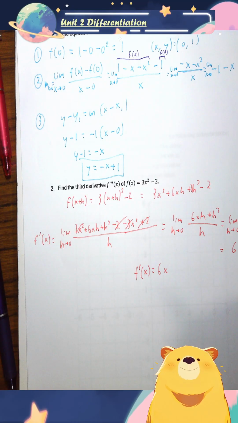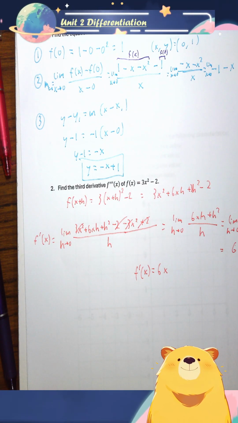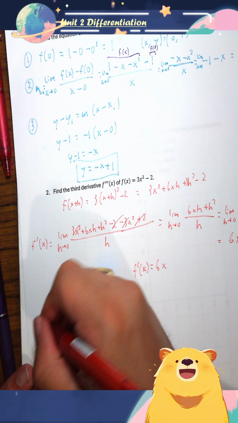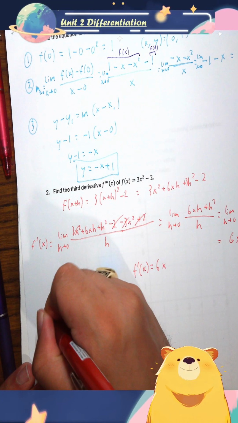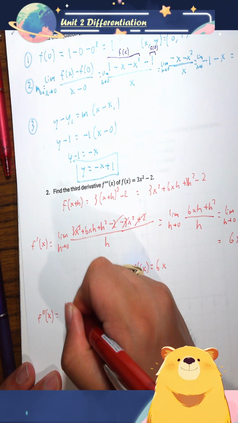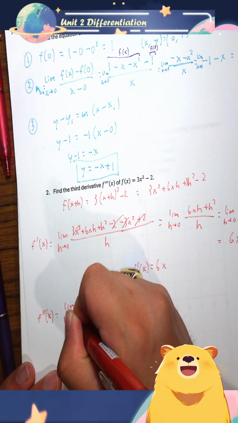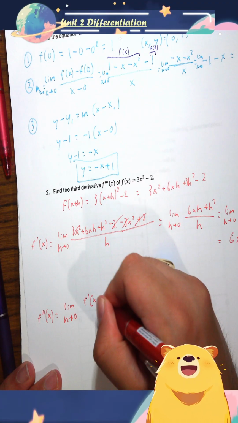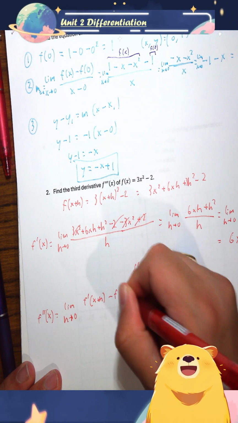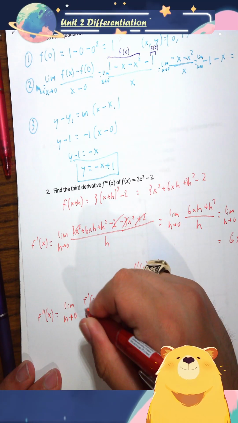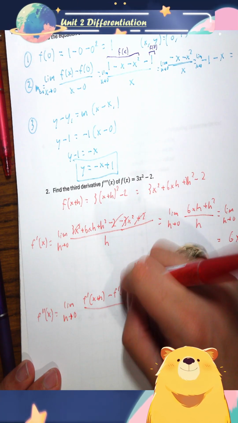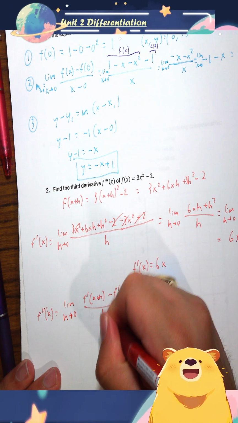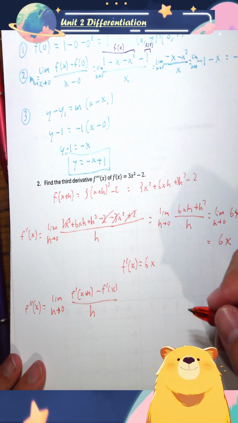Okay? Well, excuse me, what about the second derivative? Second derivative is the limit as h goes to 0. I'm just going to recap the notation. f prime of x plus h minus f prime of x over h. Okay.